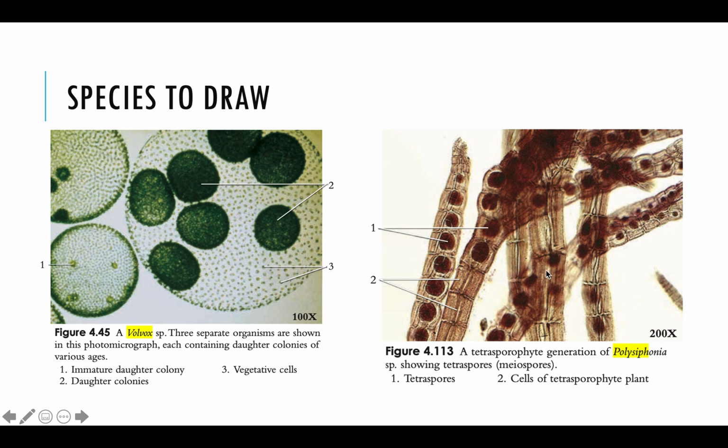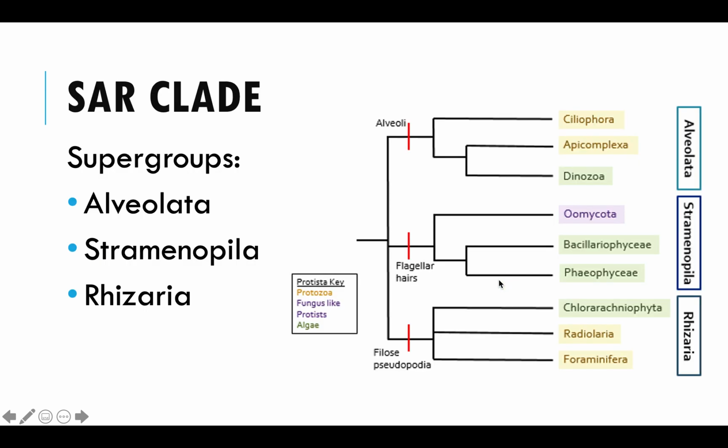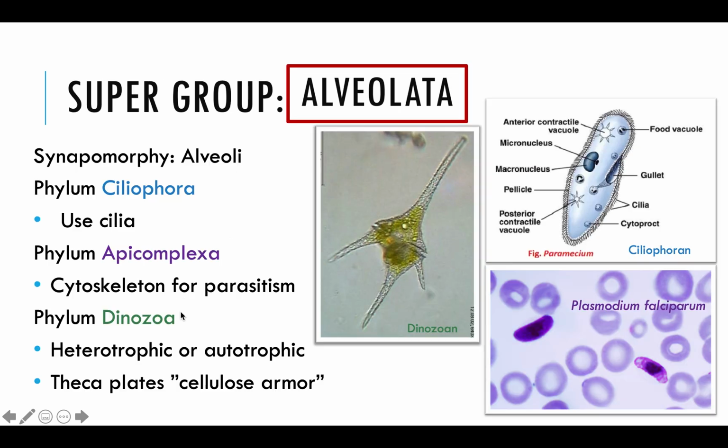Here you have Polysiphonia, and you'll need to label the tetraspores, which are on the inside here. They're just spores in groups of 4, right? So then we have what's called the SAR clade. This clade or group consists of 3 supergroups. So you'll need to know a little bit about each of these 3 supergroups.